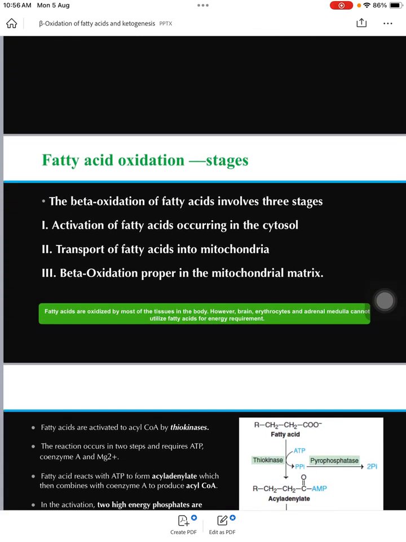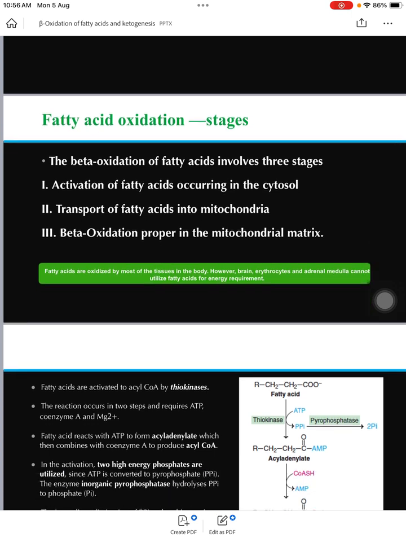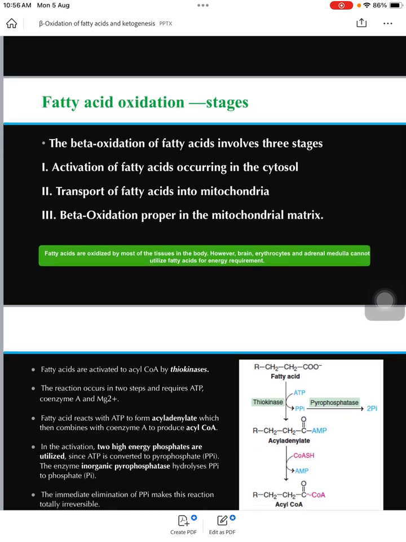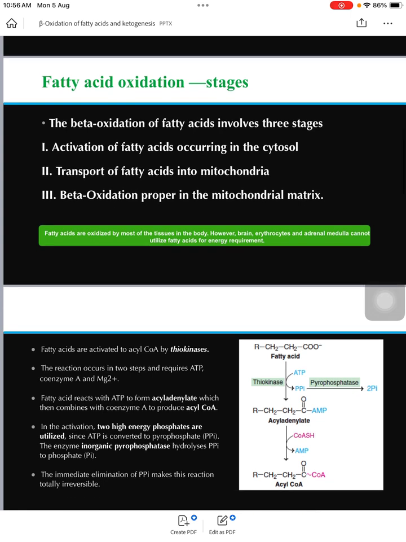Fatty acid oxidation stages. The beta oxidation of fatty acids involves three stages. First one, activation of fatty acids occurs in the cytosol. Second one, transport of fatty acids into the mitochondria. Third one, beta oxidation proper in the mitochondrial matrix. Fatty acids are oxidized by most of the tissues in the body. However, brain, erythrocytes and adrenal medulla cannot utilize fatty acids for energy requirement.